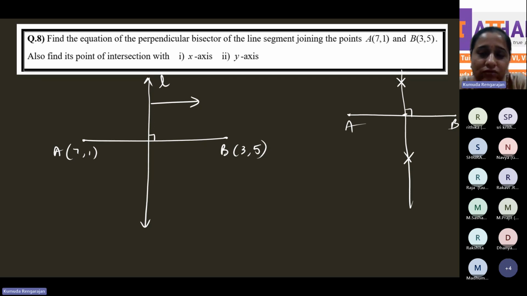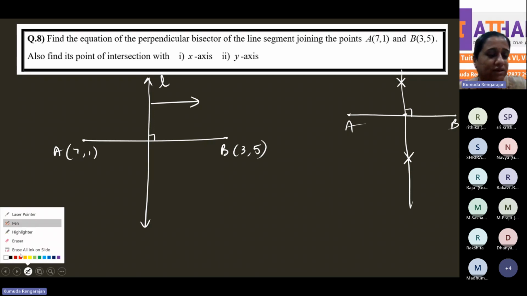Now you are expected to write the equation of the line L. After that, with the help of the equation of the perpendicular bisector, you have to answer these 2 questions. Find the point of intersection. You should find the point of intersection of the perpendicular bisector with the x-axis and the y-axis.